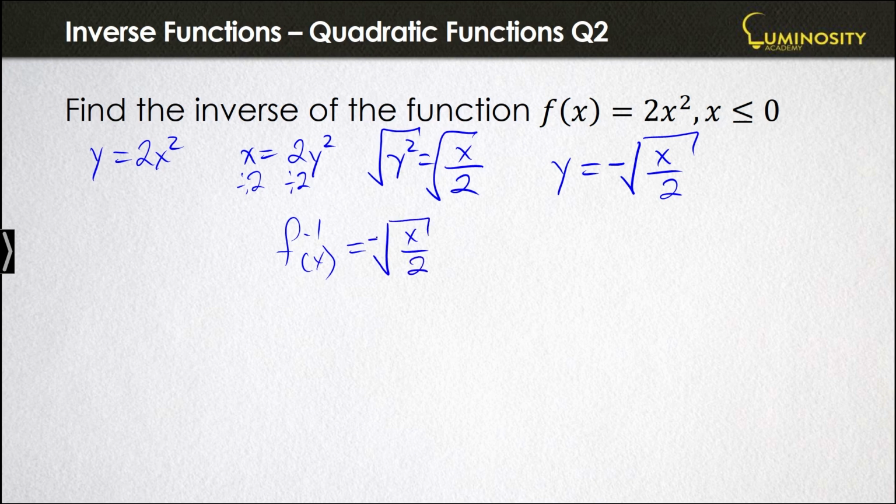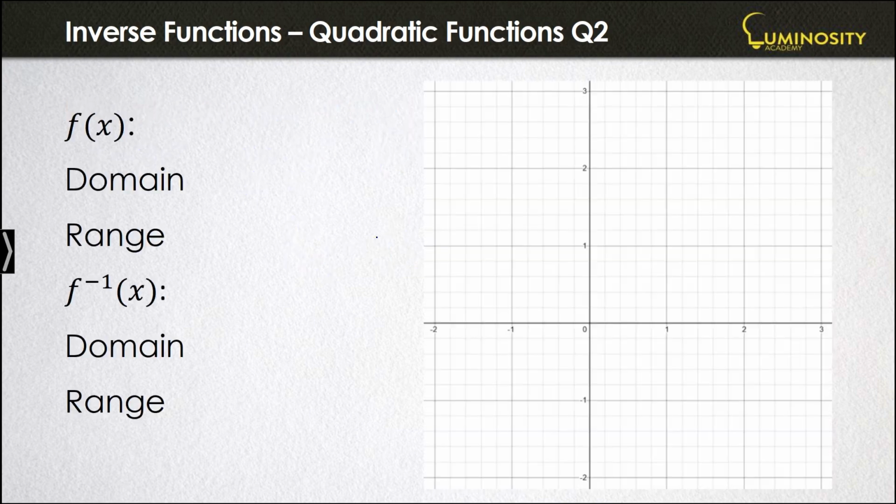Now, let us see if we can graph both of these, our original function and our inverse function. So our f of x was 2x squared, but our domain was x less than or equal to 0. So if it's less than or equal to 0, we're going to start here, go up there, and kind of go like this. So our range is y is greater than or equal to 0.